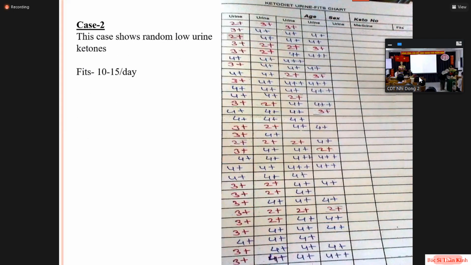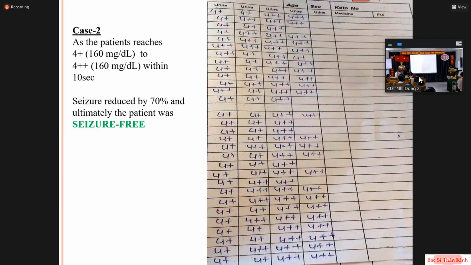But when it is actually checked on the days when they are not checking the ketones, you can see that the urine ketones are dropping to 2+ and 3+, and that's the reason why you can still see the fits. When you do the fine tuning, throughout the day the patient is reaching 4+ to 4++ urine ketones, and with this the seizures reduced by 70%, and ultimately the patient was seizure free.